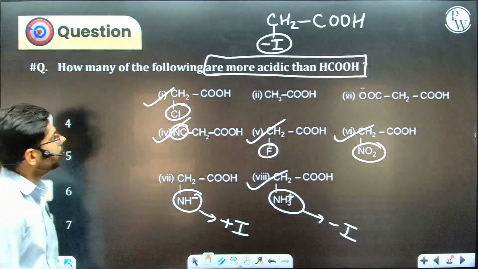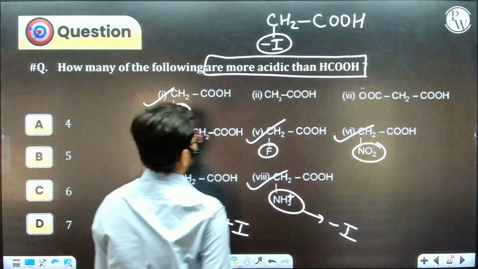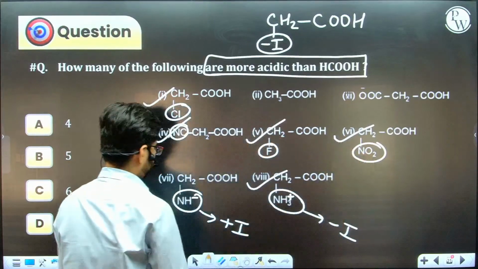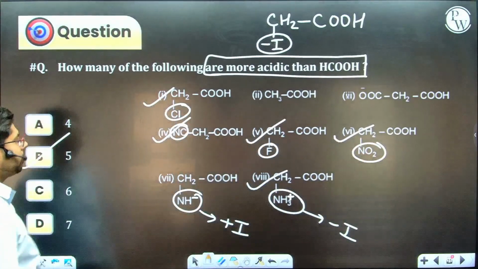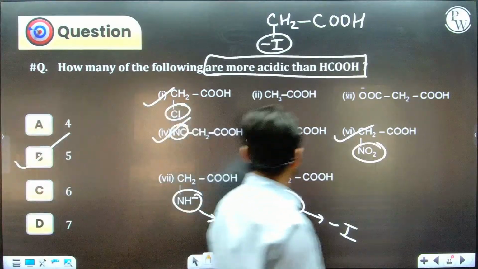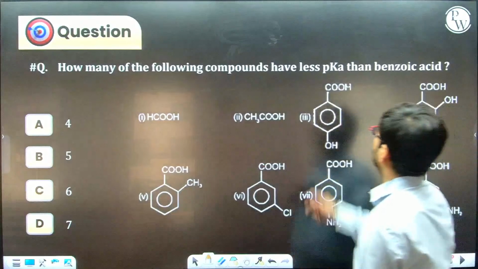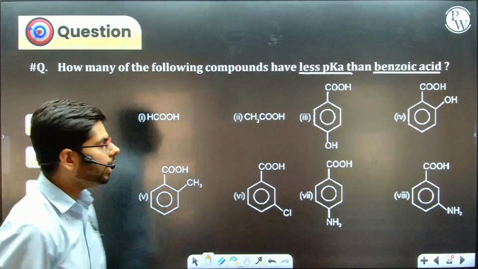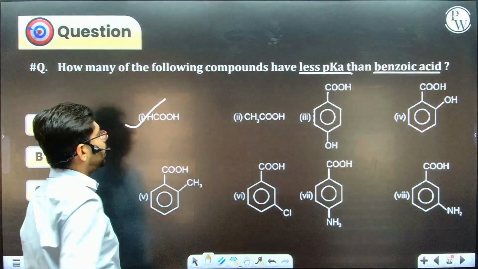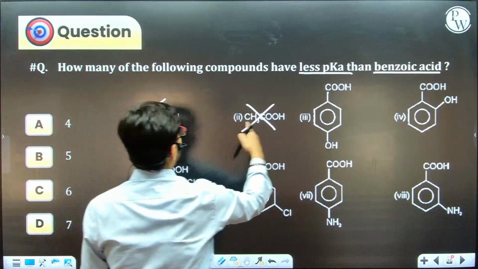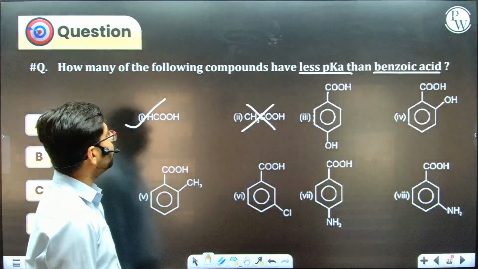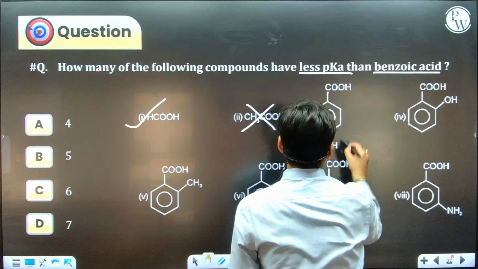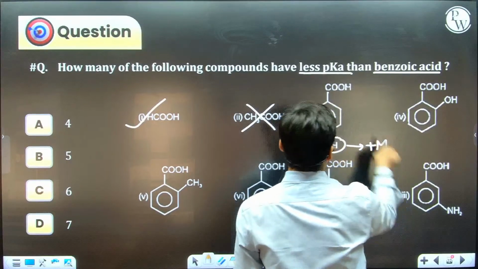So how many of the compounds are more acidic than HCOOH? 1, 2, 3, 4, 5. Less pK than benzoic acid means more acidic than benzoic acid. HCOOH is more acidic than benzoic acid. This is not. So remember, RCOOH is less acidic than benzoic acid, but HCOOH is more acidic than benzoic acid. Again, this is not, because OH will show plus M, and plus M decreases acidic strength.